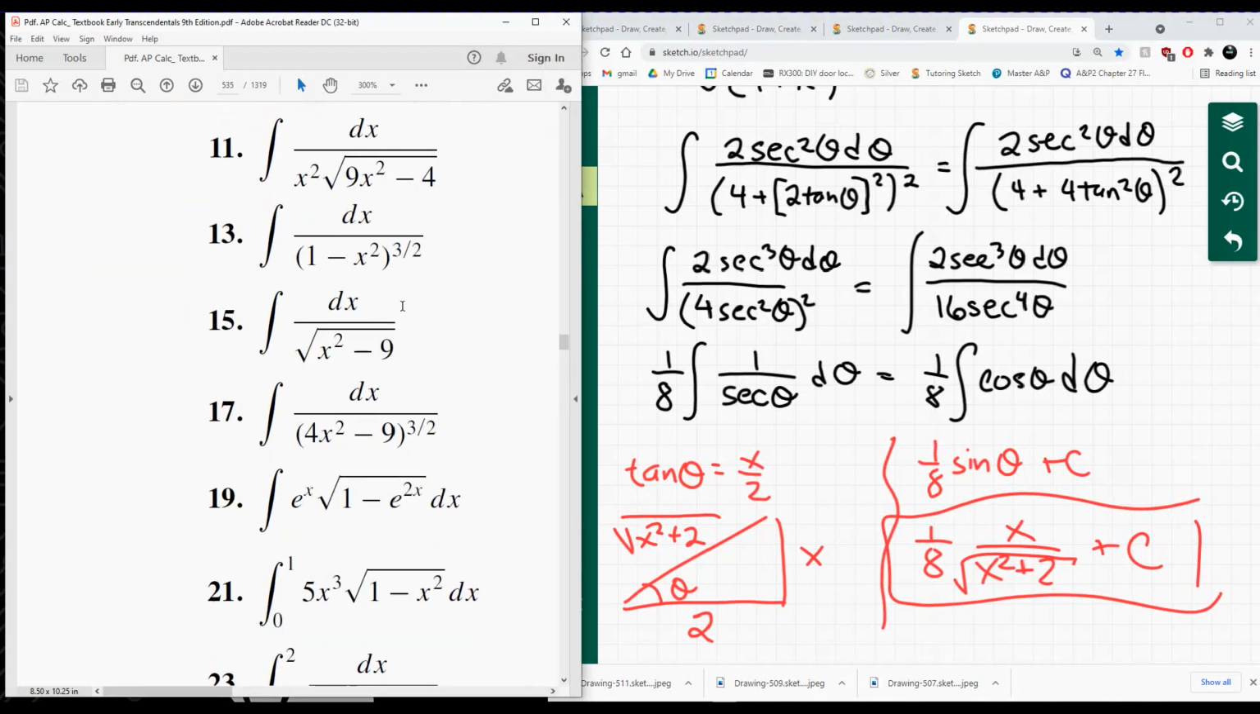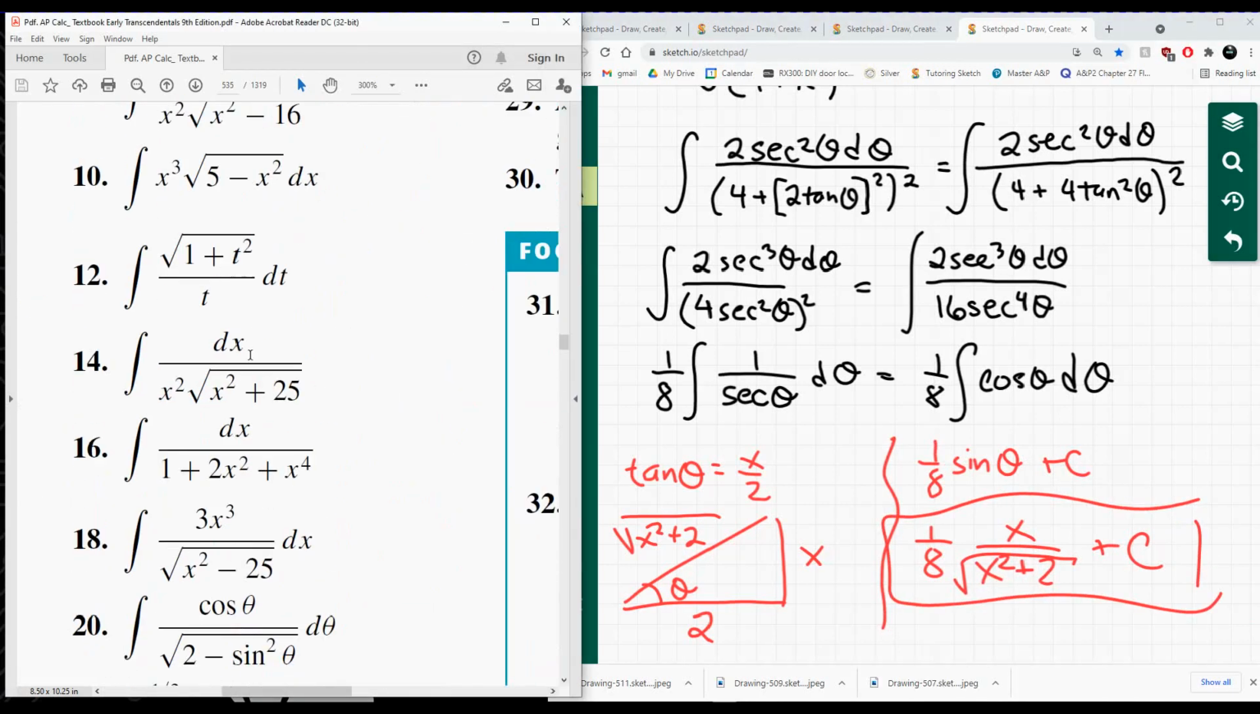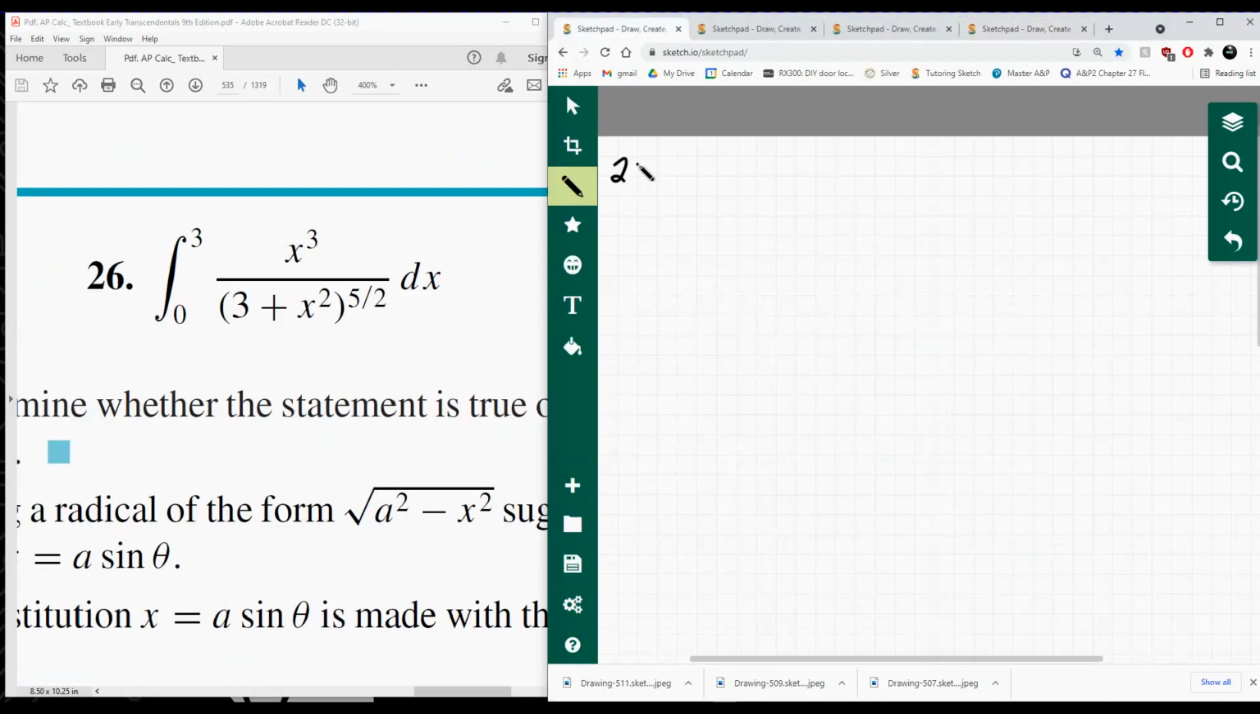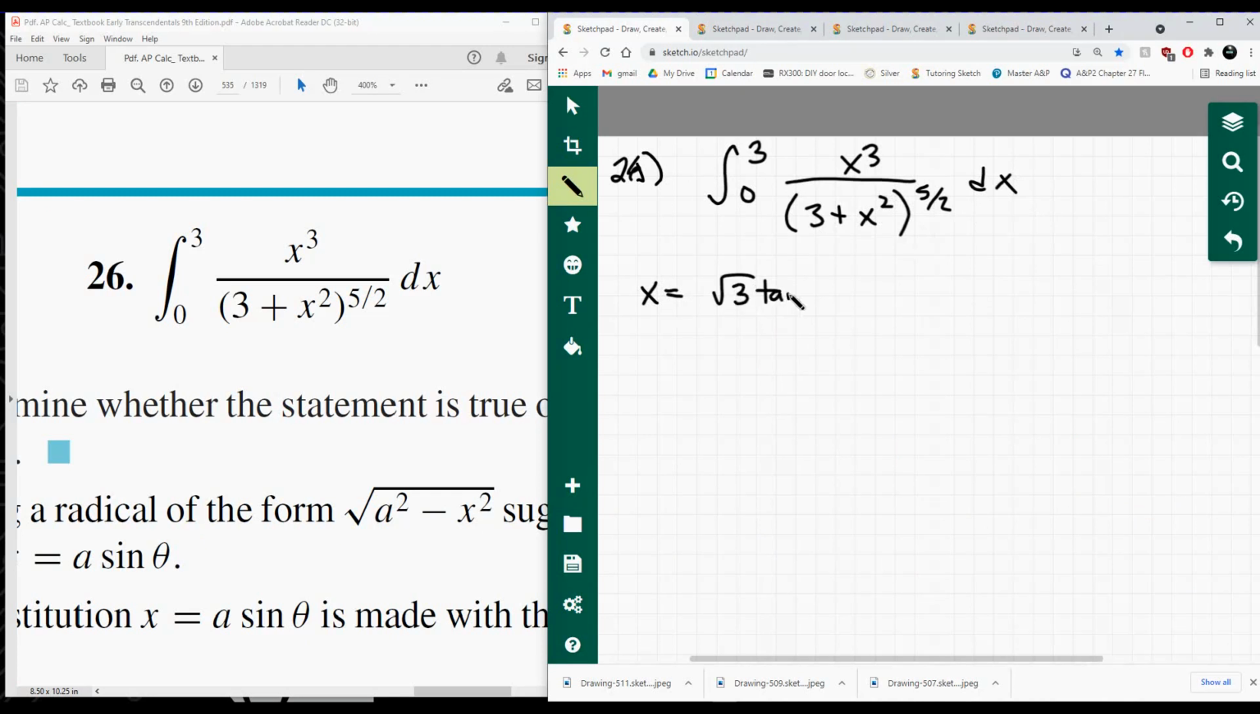To do one more example from this particular section, let's try number 26. So number 26 has the following. We have the integral from 0 to 3 of x cubed divided by (3 plus x squared) raised to the 5/2 power dx. So generally x is going to be equal to square root of 3 tangent of theta, in which case dx is going to be equal to radical 3 secant squared theta. X squared is going to be 3 tangent squared theta.